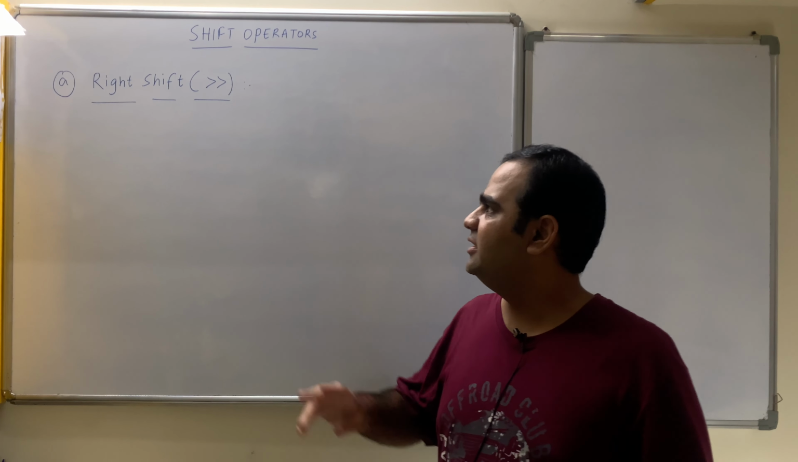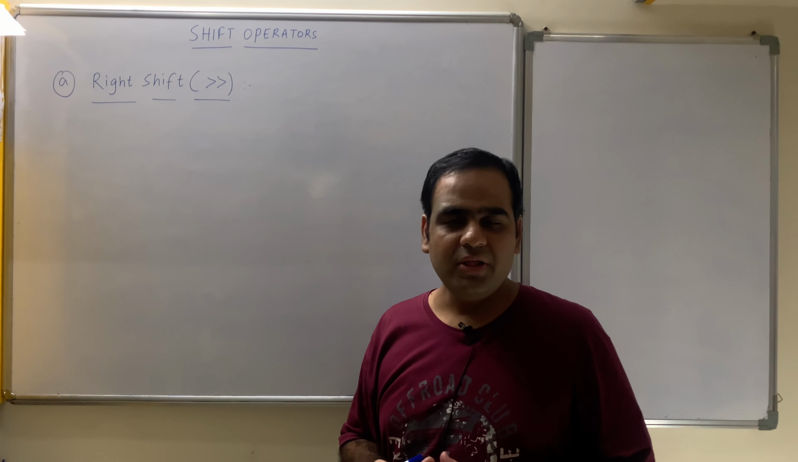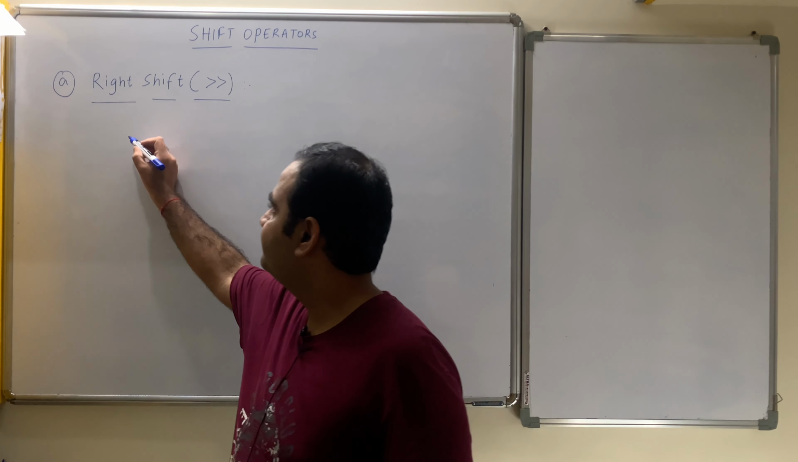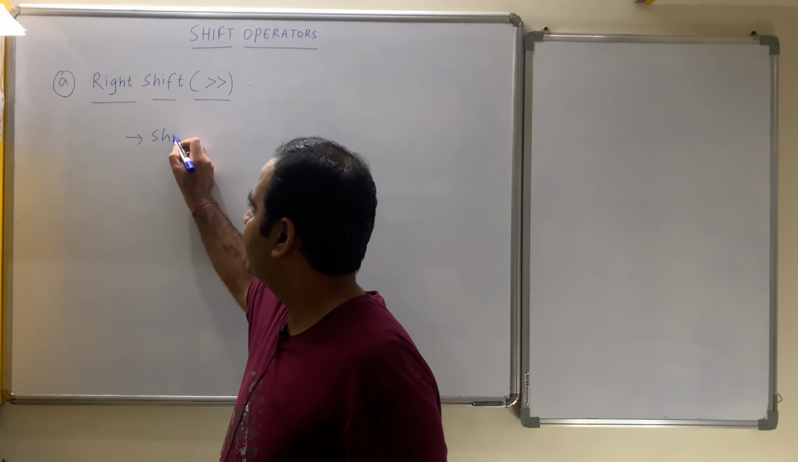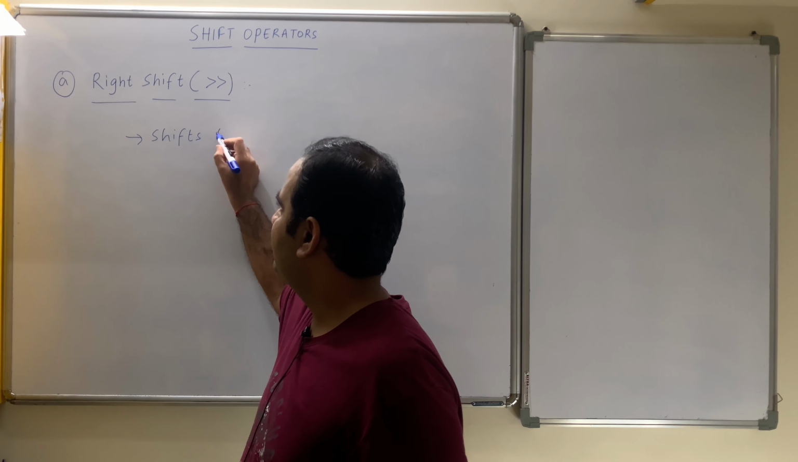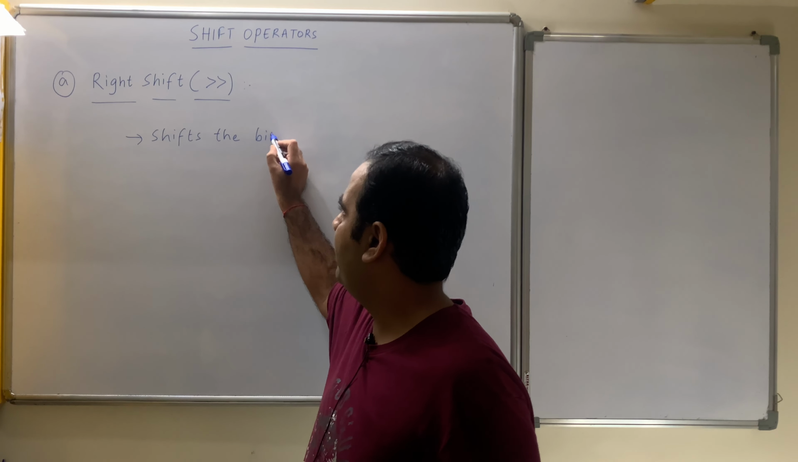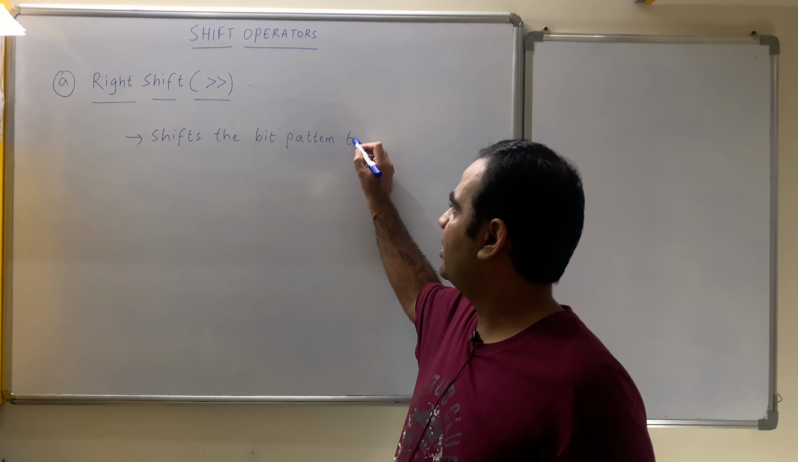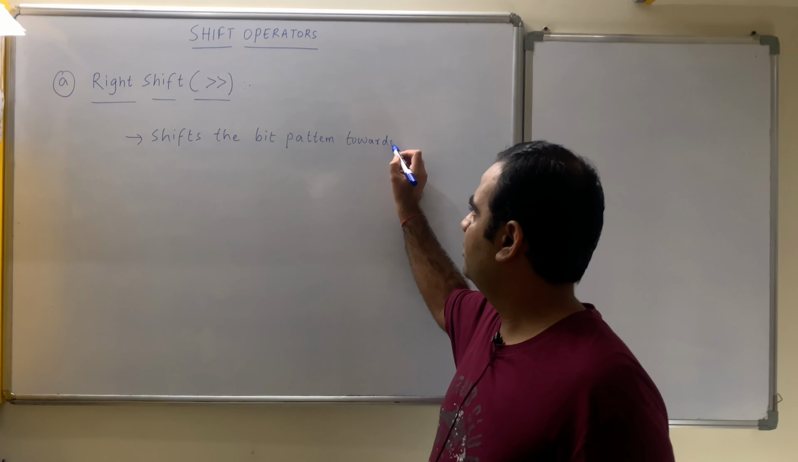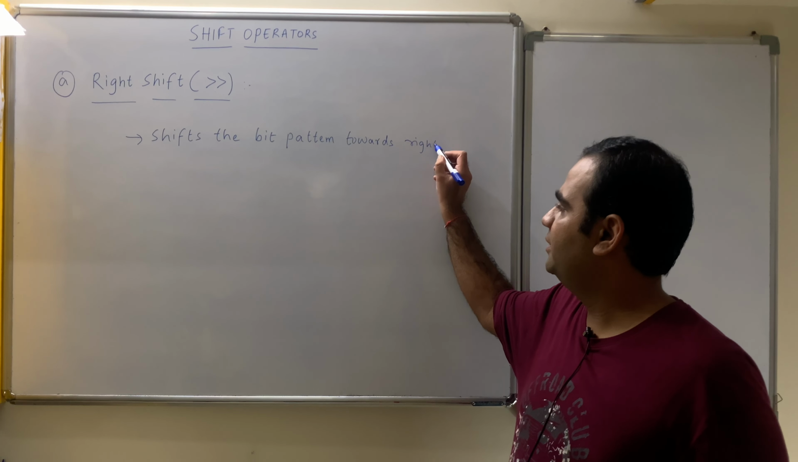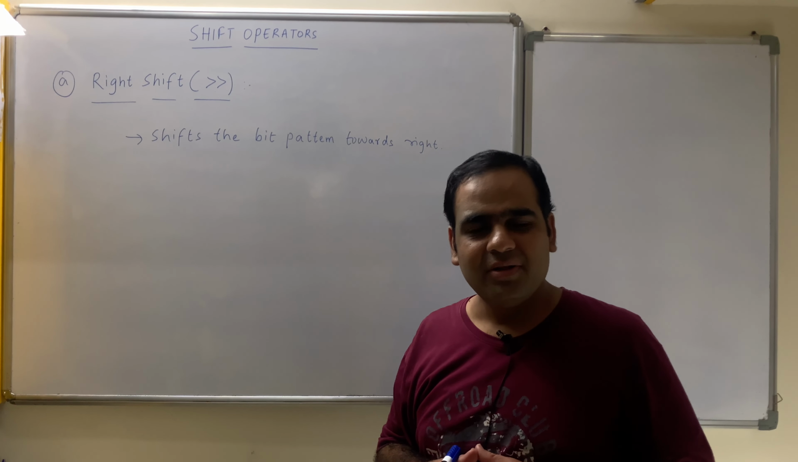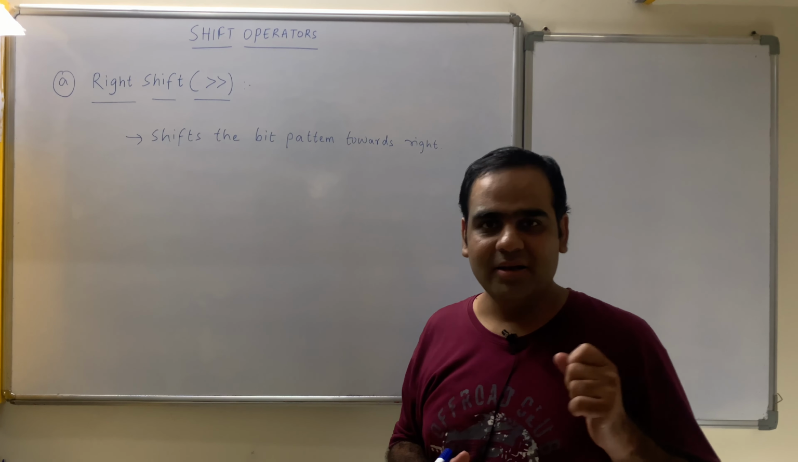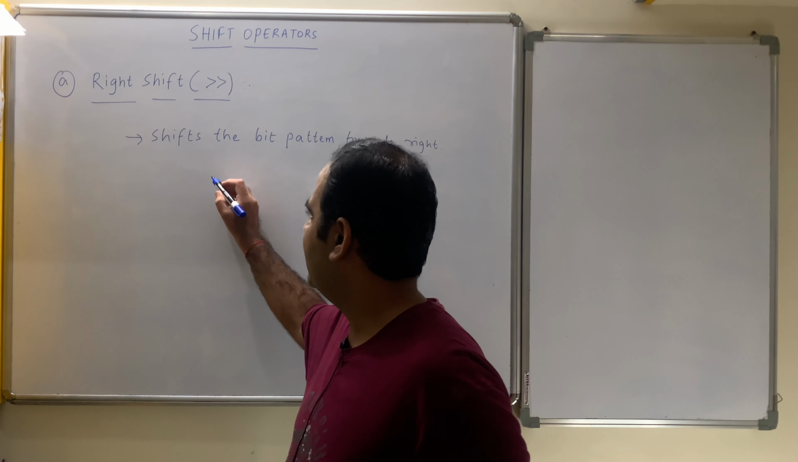Let us discuss the right shift operator. This right shift operator shifts the bit pattern towards right. Now the question comes, sir, how many places do we shift the bit pattern towards the right, and how do we write it? Let's see with the help of a general syntax.